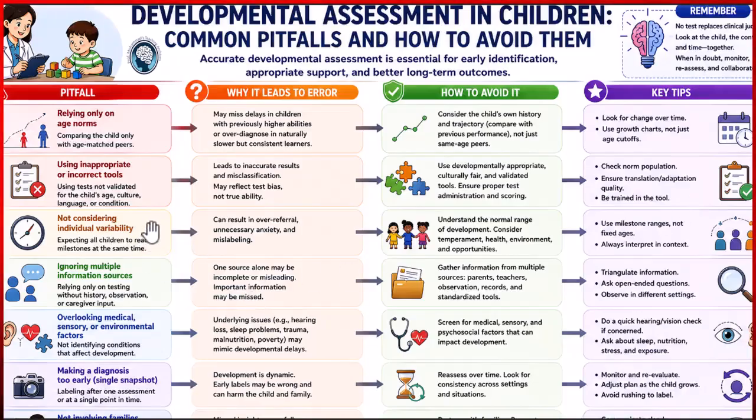The third pitfall is not considering individual variability. Not all children achieve milestones at exactly the same age. Expecting rigid milestone timing can result in unnecessary anxiety, over-referral, or incorrect labeling. Instead, understand the normal range of development and interpret findings within the child's broader context, including temperament, environment, health, and opportunities for learning. Remember to use milestone ranges rather than fixed ages.